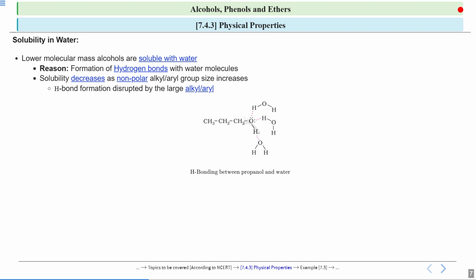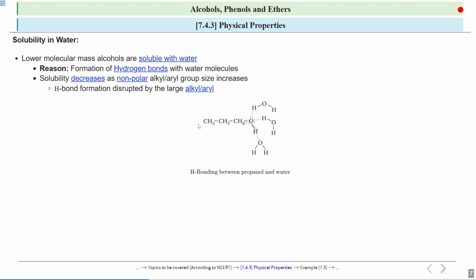Similarly, look here, this is the H of propanol, and this is the oxygen of a water molecule. Since oxygen, being more electronegative, is withdrawing electron density from this hydrogen, the red dots represent the hydrogen bonds. This oxygen will develop a partial negative charge, and this hydrogen will develop a partial positive charge. In the case of propanol, this is a small carbon chain, with only 3 carbon atoms. Because this alkyl group is small, propanol is soluble in water.